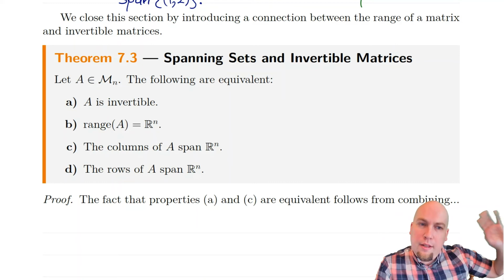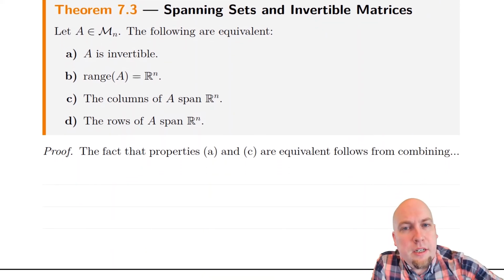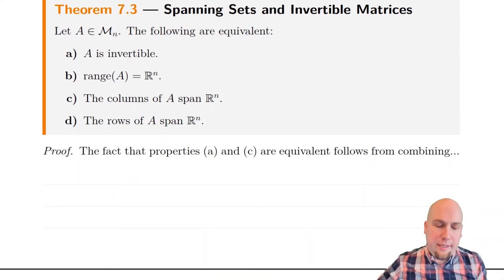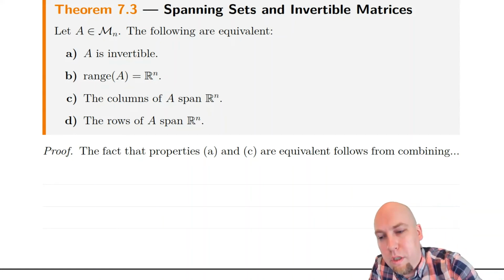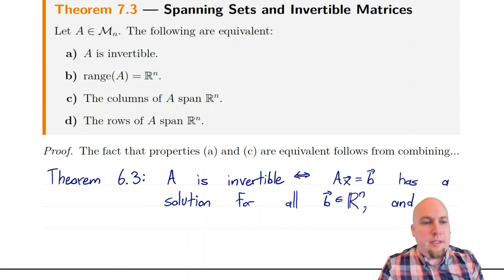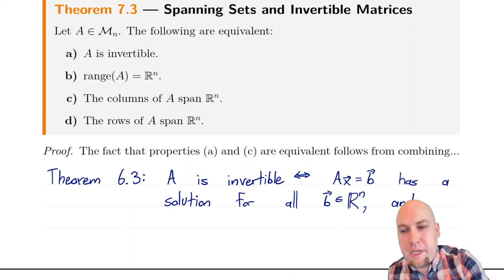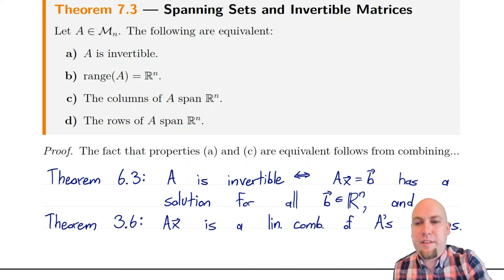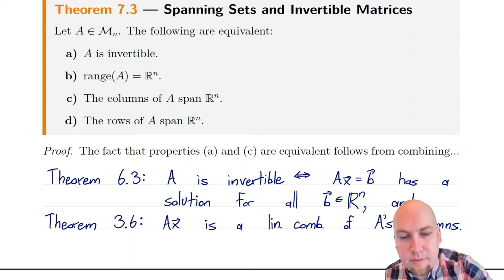All right. Even though there's a lot going on in this theorem, fortunately, it follows almost immediately from things that we've already proved earlier in this course. It just follows immediately from earlier theorems. So first, we're going to show that properties A and C are equivalent to each other. The way that we see this is we combine two theorems. We're going to combine a theorem from week 6 and a theorem from week 3.